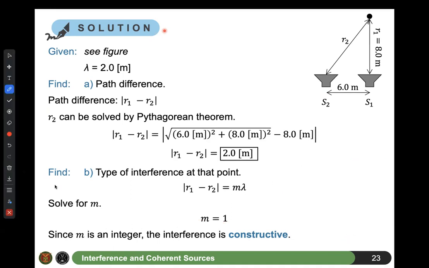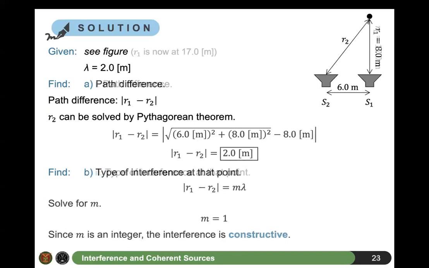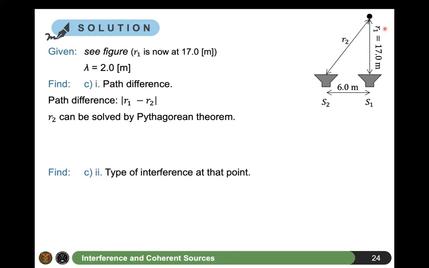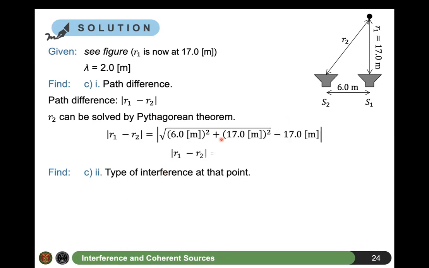So here, in this case, constructive interference. Now, if we move R1 to 17 meters, we solve again for the path difference and type of interference. Again, same steps. Now, R1 minus R2 will be 1 meter. So it changed, it should change. So 1 meter is now the path difference.